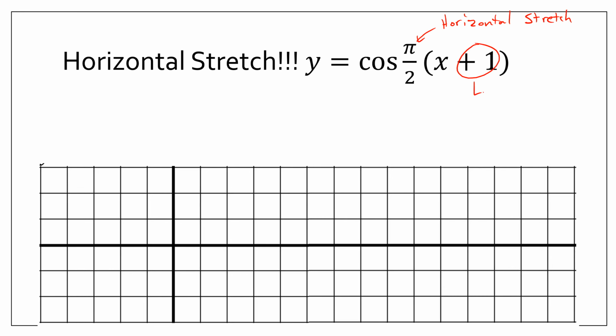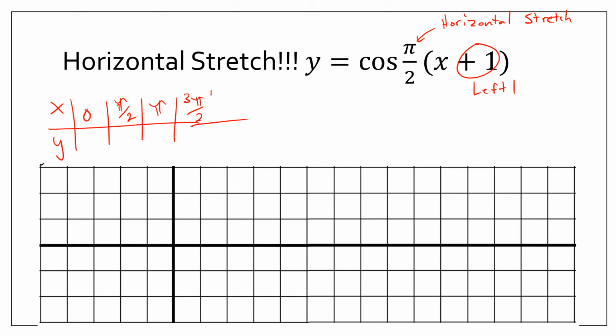This +1 is still going to be left 1. That doesn't change. All right, now, in order to deal with the horizontal stretch, things are going to get a little bit tricky. So let's actually make a table for our parent function just so that we can talk about some trends and patterns, because the horizontal stretch is going to mess with those. So here I'm just setting up a parent function table. If you just memorize it, you'll be in really good shape. You can look at your unit circle to figure out these points, but I have it memorized. So here's my parent function.